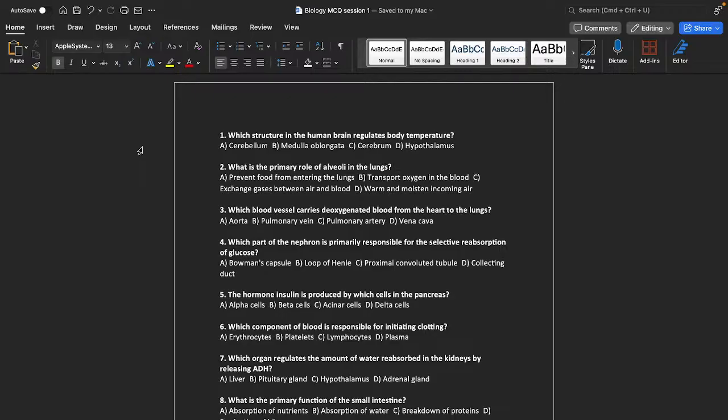Which structure in the heart prevents backflow of blood from ventricles to atria? Semilunar valves, aortic valve, pulmonary valve, or the atrioventricular valve? So anyone has any clue for this answer? Let's get some of you to answer as well.